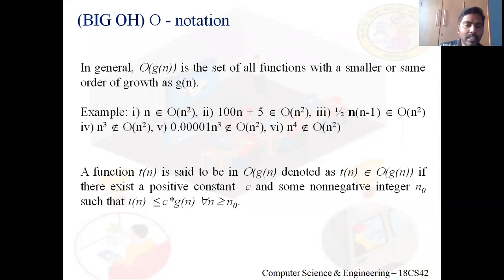Now look at example 4. What I am saying is that n cube doesn't belong to big O of n square. Why? Because big O of n square is a set of all functions whose growth rate is less than or equal to quadratic, but on the left-hand side we have n cube. It's cubic, and cubic growth rate is greater than quadratic. So cubic does not belong to big O of n square. Clear? Now I think you have got it. In general, big O of g of n is a set of all functions with a smaller or same order of growth as g of n.